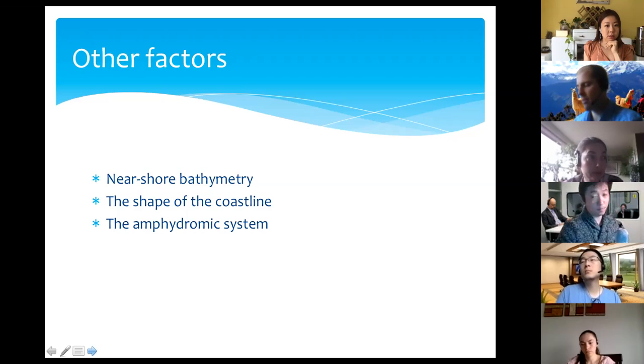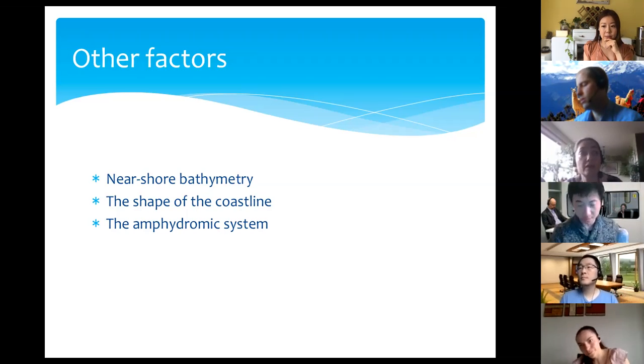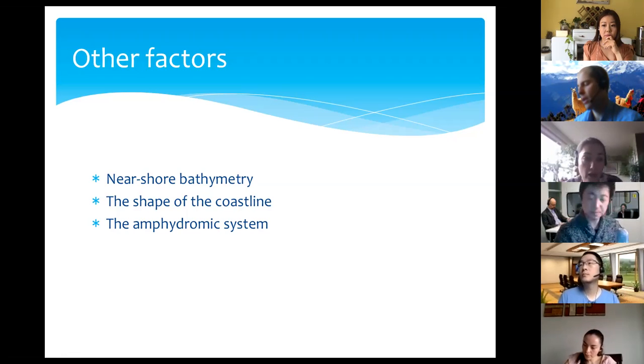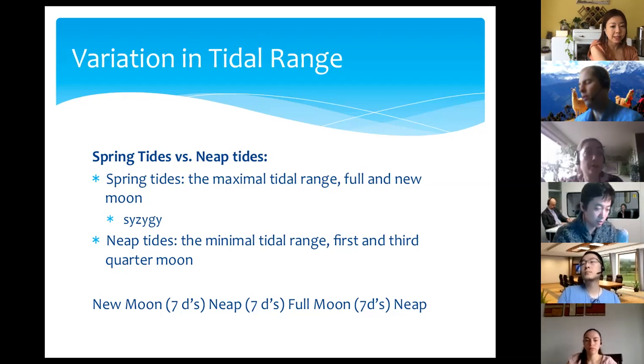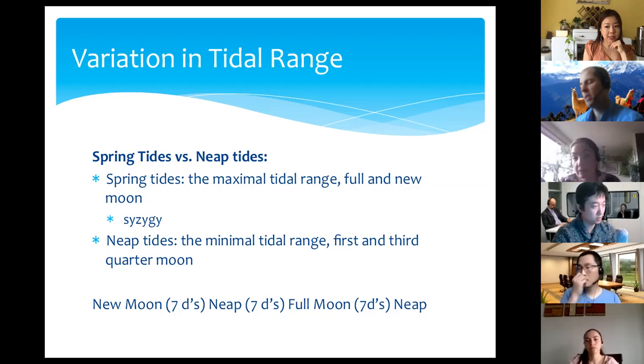Okay, so another factor that I forgot to mention, the shape of the coastline. That too affects what kind of tide this or another location is going to have. Okay, so as a result of all those factors, tides vary in terms of tidal range. As I said, the difference between the lowest and the highest point. And they also vary in terms of their frequency. So in terms of variation in tidal range, we have spring tides and neap tides.